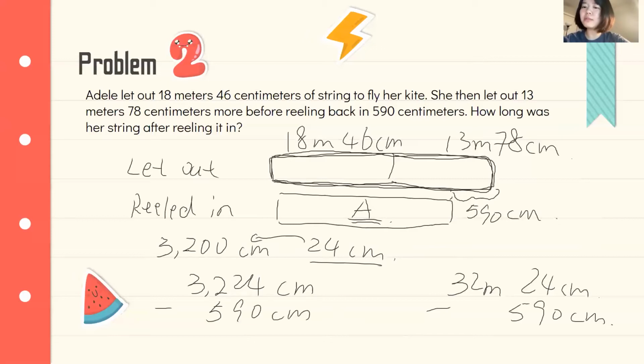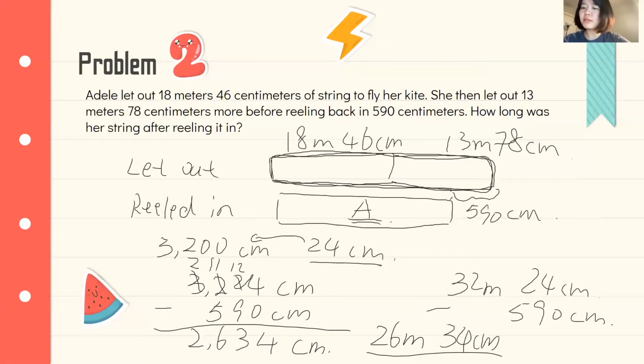590 centimeters. And our answer is 4 minus 0, that is 4, and 2 minus 9, let's borrow from the hundreds place, 1, and give us 12, and 12 minus 9 is 3, and 1 minus 5, borrow another 1 from the thousands place, give us 2, and 11 minus 5 is 6, and 2 right here. So our final answer for routing it in, the distance is 2,634 centimeters. Or you can write 26 meters, 34 centimeters. Okay, so this is our answer for problem number 2.